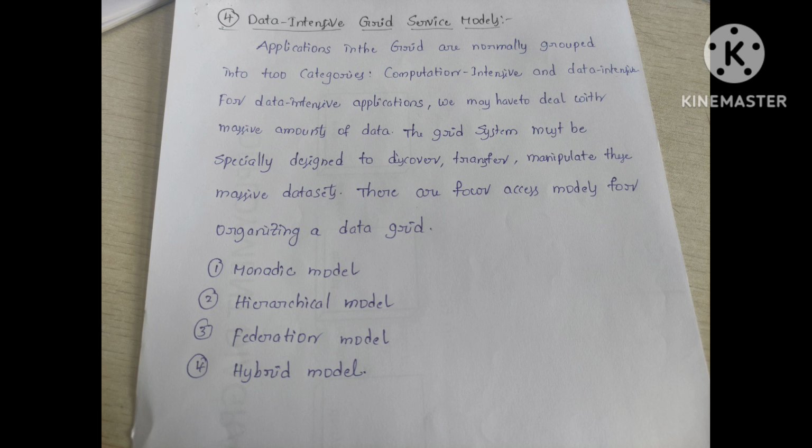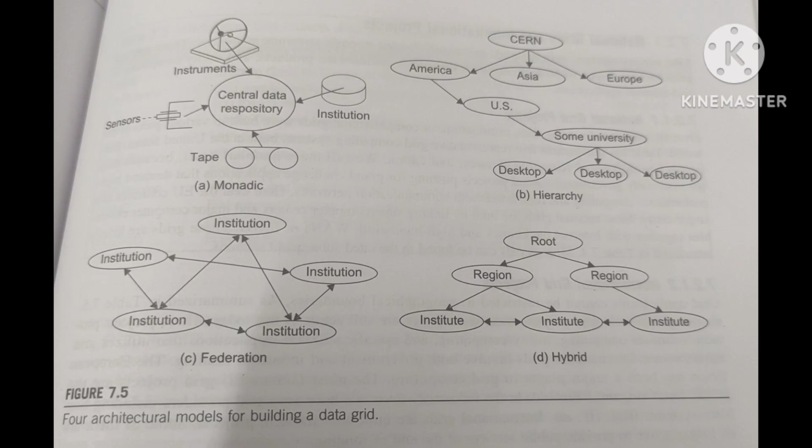So there are 4 different access models for organizing data grids. Those are the monadic model, hierarchical model, federation model and hybrid model. Here we can see the images of these 4 different models.